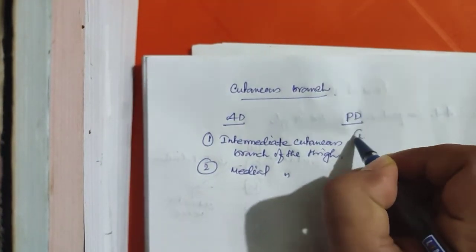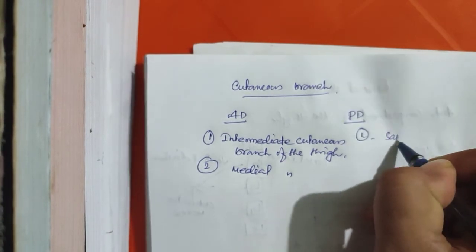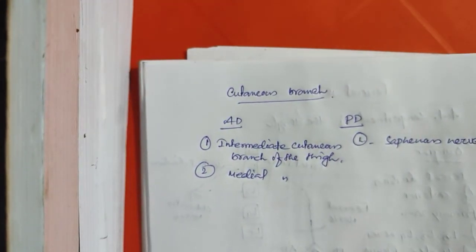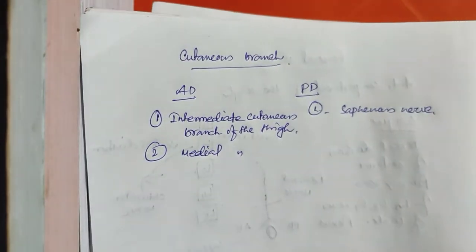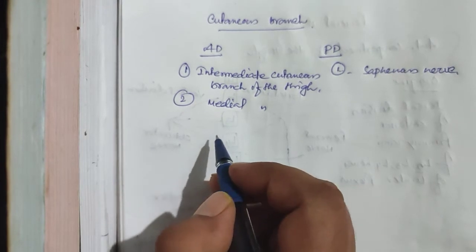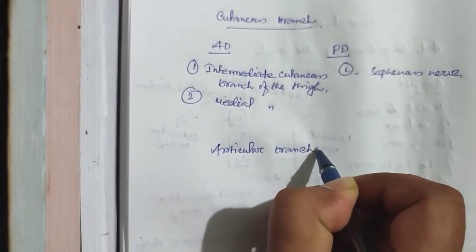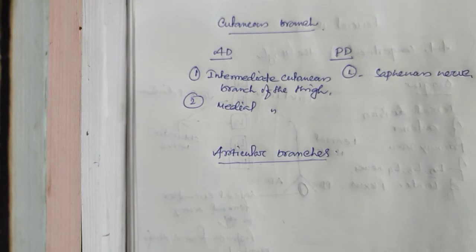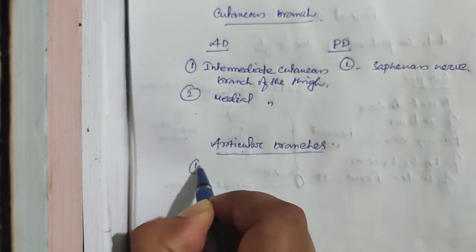And the posterior division gives the cutaneous branch, that is the saphenous nerve. Next, it is the articular branch. Here the articular branch supplies two joints, that is the hip joint and knee joint.